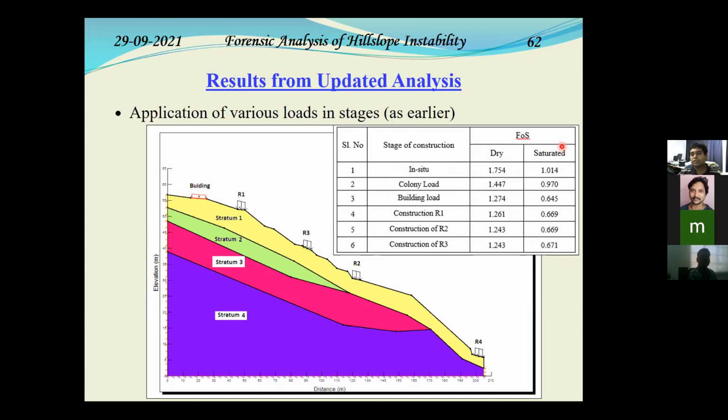And then when we look into the saturated condition, when the rainfall has wetted the system, in the in situ condition, it was marginally stable. You can see it is 1.014. So just stable. And then even with the colony load, things have started to destabilize. So colony was a lightweight structure, but since it was created on the field, on the steep slope, that also triggered a movement. And slowly you can see with more and more construction, the stability was jeopardized more and more. We did not stop there.